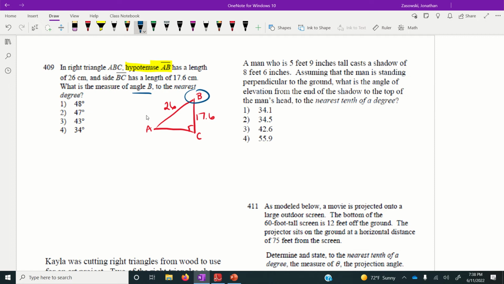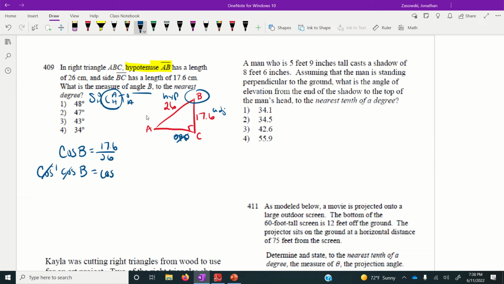So once again, right triangle, angle. We're going to pull out our SOH CAH TOA and label our sides. We have adjacent and hypotenuse. The opposite side, which is across, we are not using. So if we're using adjacent and hypotenuse, we're going to use cosine. The cosine of the angle, which we can call B, is equal to adjacent 17.6 over the hypotenuse 26. Then we use the cosine inverse to undo the cosine, leaving us with B.